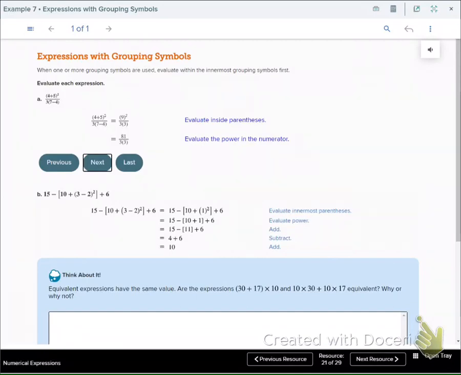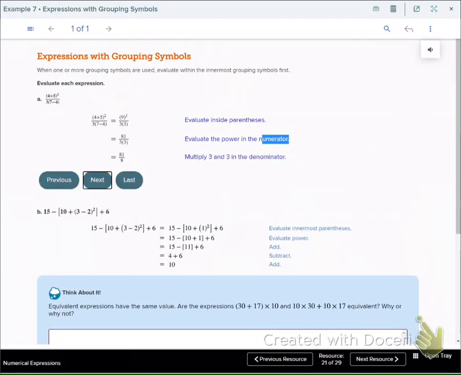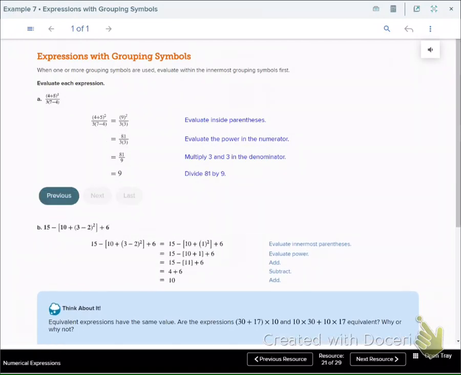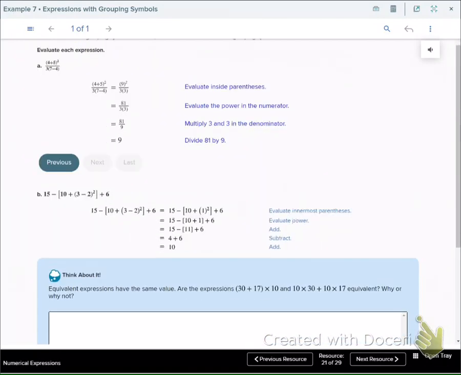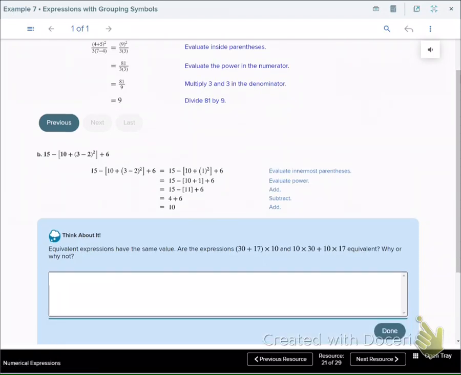So then what we have is the power to take care of, that power in the numerator, which is the top number. So we've got 9 squared. 9 squared is 81. So now we're going to take care of the multiplication in the bottom. 3 times 3 is 9. So then last we can just divide. 81 divided by 9, and we get 9.